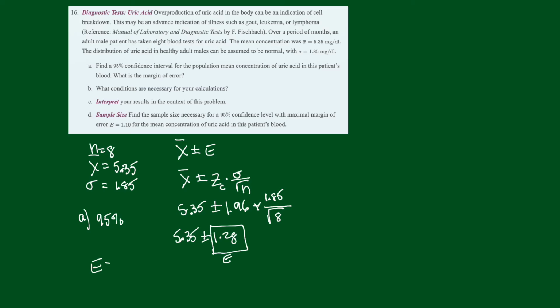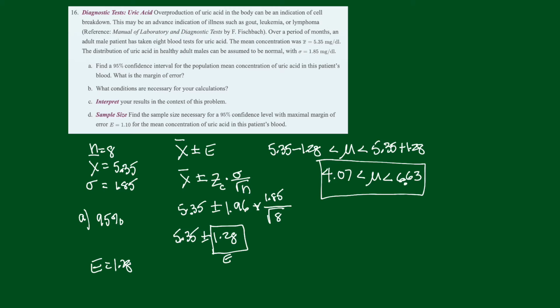So the margin of error is 1.28. Now, if we make the subtraction and addition, we'll get 5.35 minus 1.28 is less than the true mean, which is less than, make the addition, 5.35 plus 1.28. And so I get 4.07 less than the true mean, less than 6.63.